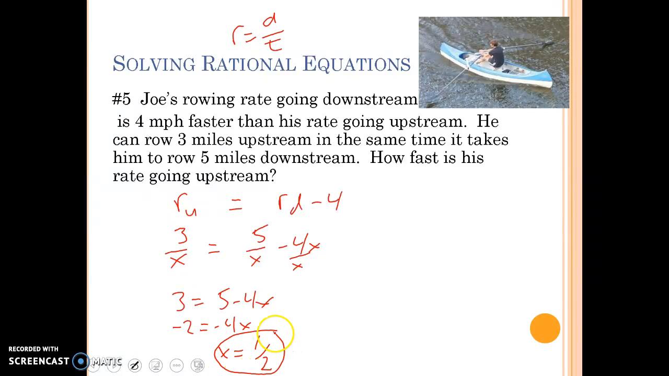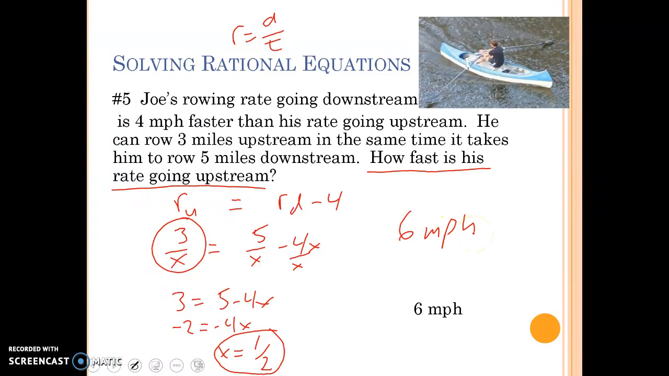Now that's my value for x, but I want to answer the question. How fast is his rate going upstream? Well, his rate going upstream is 3 divided by x. So that would be 3 divided by a half, which is 6 miles per hour. And so going upstream, he would be able to go 6 miles per hour.